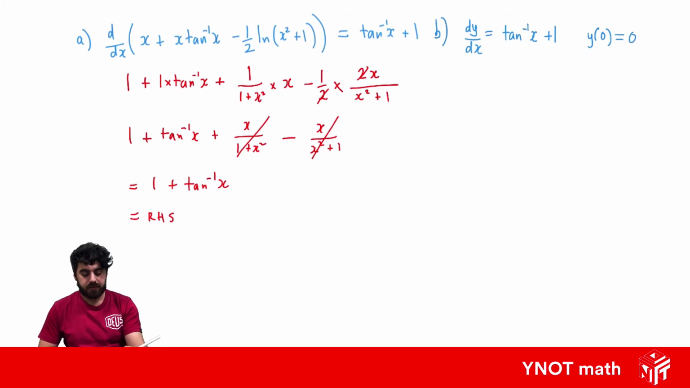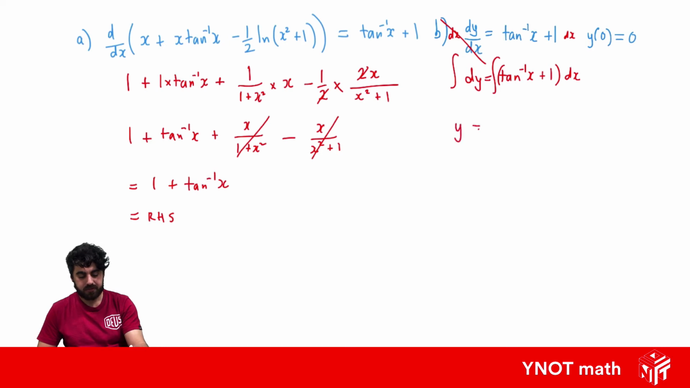So what we want to do is multiply both sides by dx. So they cancel out, and we just get dy equals the inverse tan of x plus 1 dx. And now we can integrate both sides. So we just get y equals the integral of this, we can use part A, because if the derivative of this equals this, the integral of this must equal this.